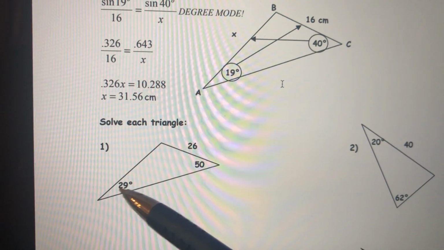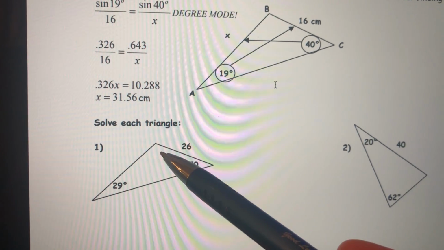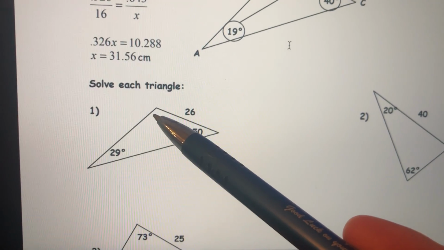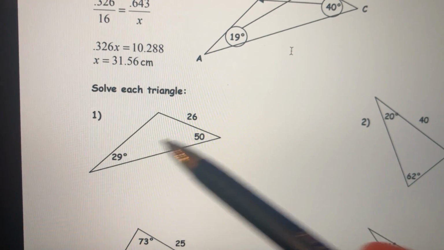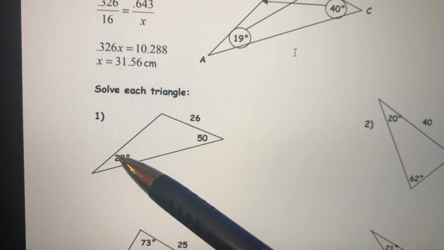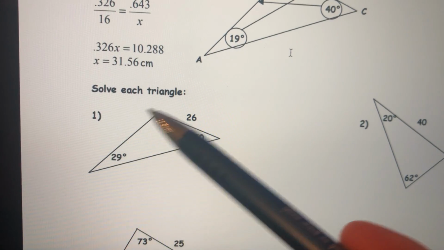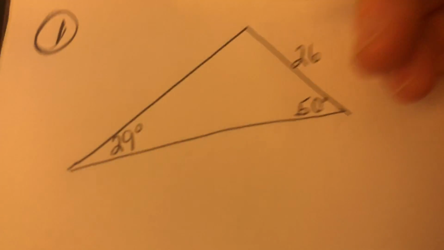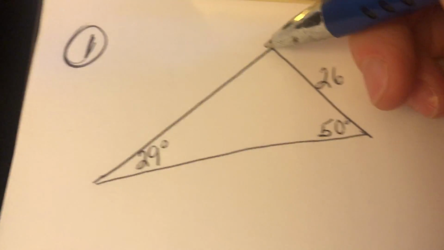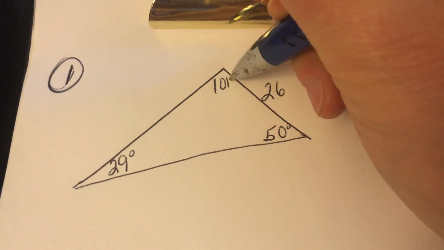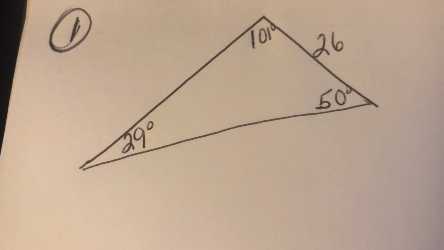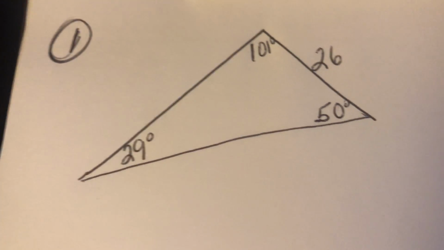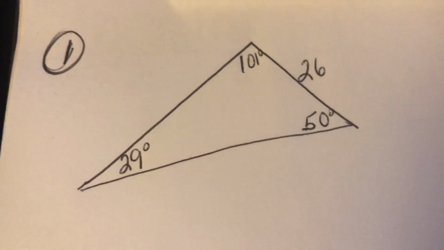So this is easy right here. This is 29 degrees. This is 50 degrees. You can just use what you know about geometry: a triangle has 180 degrees. So if I add these two together, that's 79. And then if I subtract from 180, that means 101 degrees. So this angle has to be 101 degrees. So I don't even need to do any law of sines for that. I mean, you could, but we don't need to.